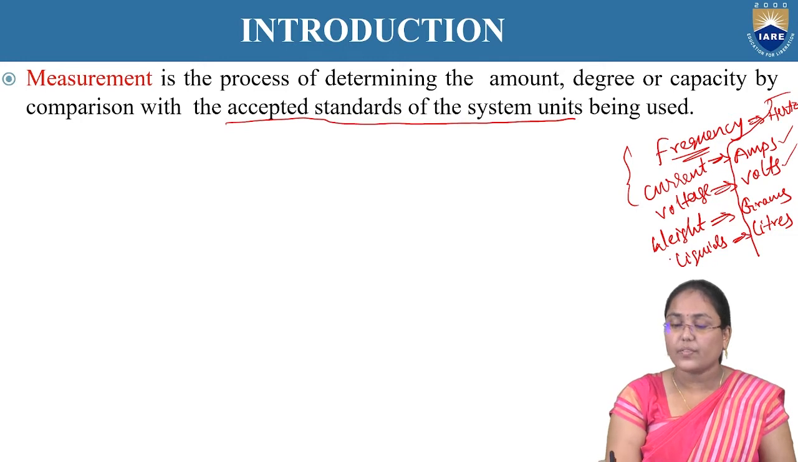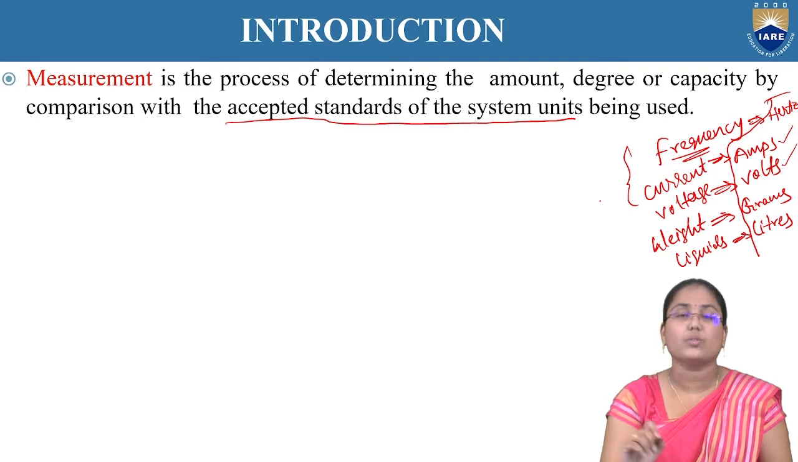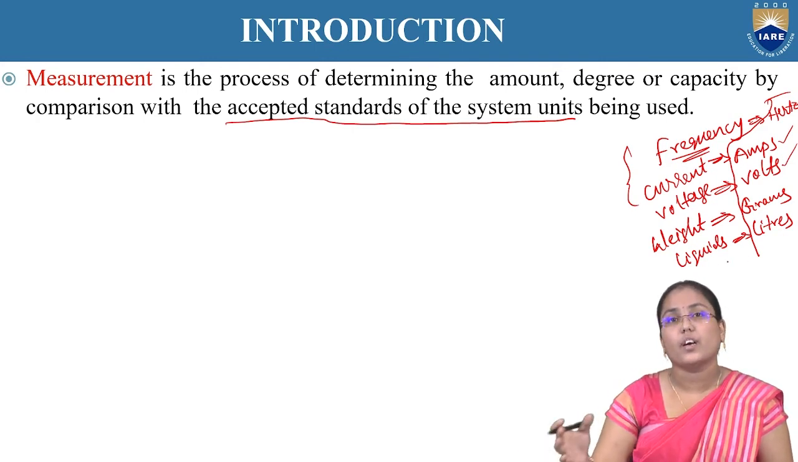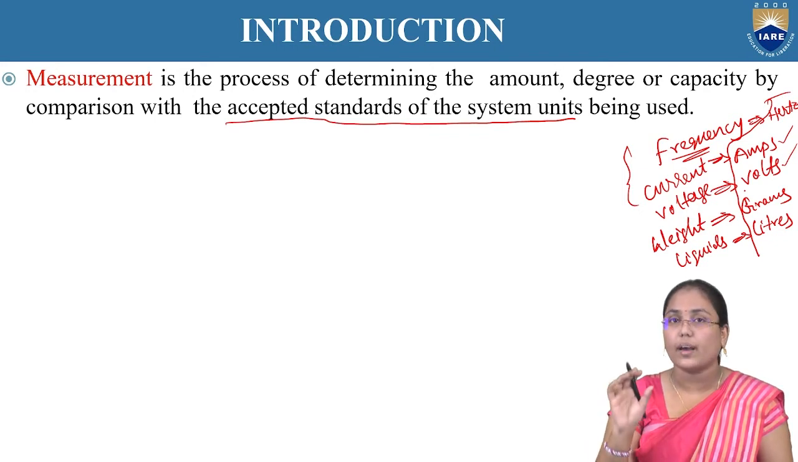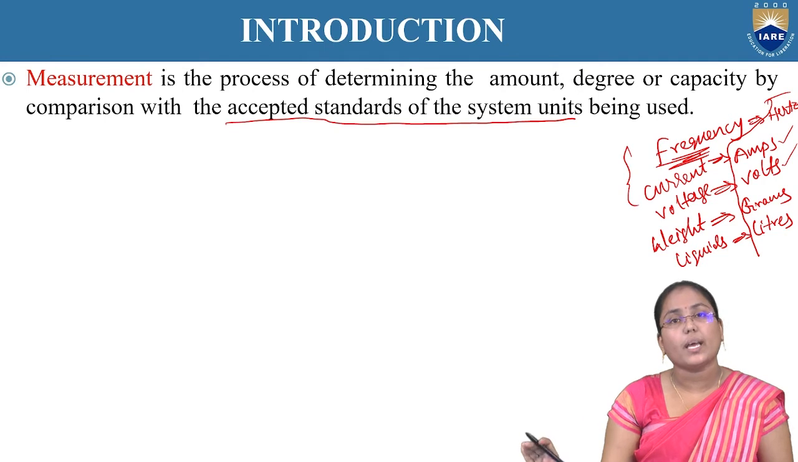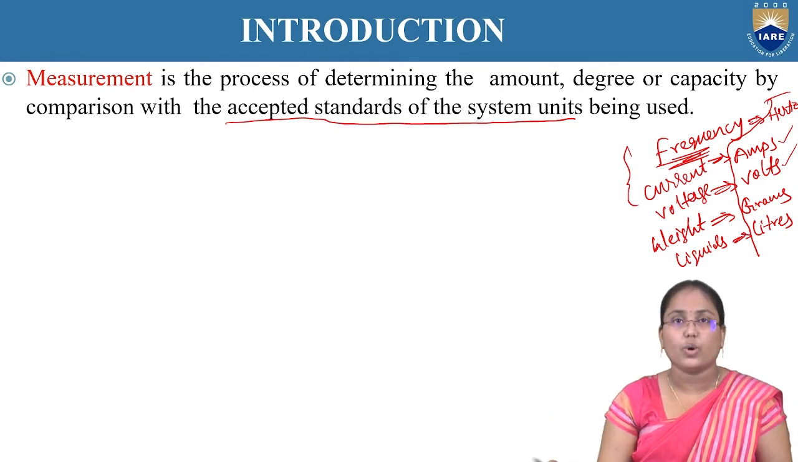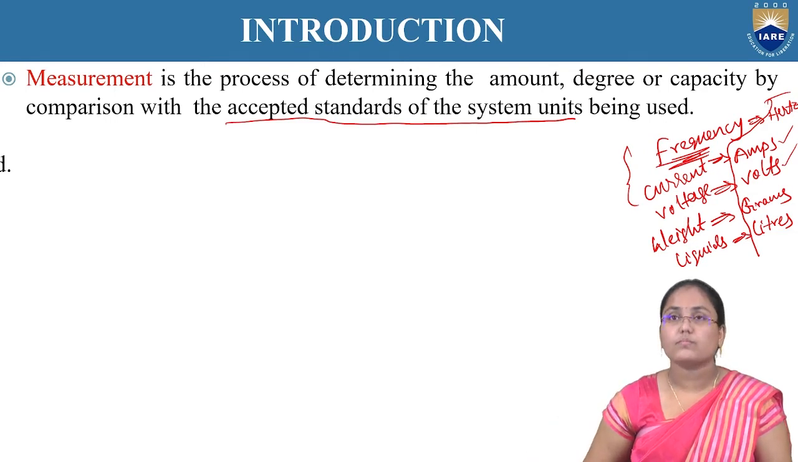If we have any liquid, sometimes people also measure it by grams, that is different, but we can't measure it using frequency, hertz. We can't say that 50 hertz of water we are using. So we can't use that term, right? And also we can't say frequency is of 25 amperes. Amperes is not the standard unit for that particular quantity. That's why measurement is the process of determining the amount, degree or capacity of a quantity, but with the accepted standards of the system units.